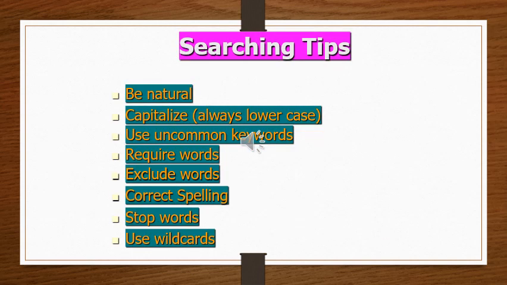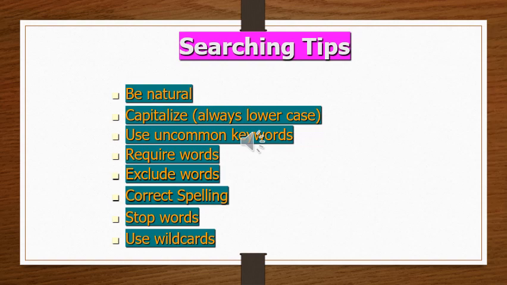Now we talk about some searching tips. While searching, be natural. That is the first thing. For instance, the question is, is cell phone dangerous? Don't write everything. What you do is search cell phone, then you search dangerous. Then when you put the two together, you see, okay, cell phone and dangerous, do they come together?